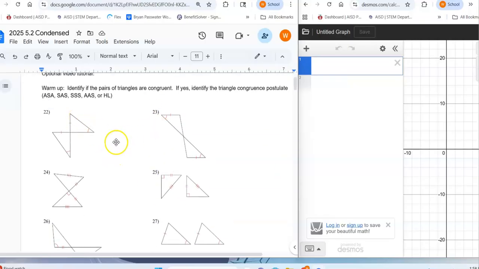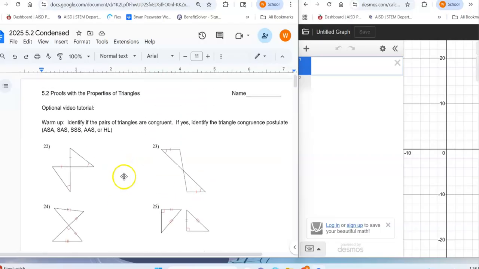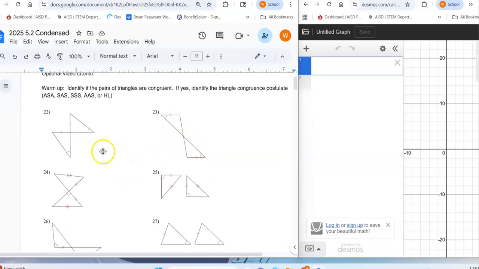All right, so the warm up is, can you identify these? Like I taught you in the last video how to do that. You have to be able to identify if this is ASA, SSS, SSA, AAS, or HL in order to do what we're doing today, because we're going to use these as postulates and proofs. Yeah, we're going to do proofs today. So you should be able to do that.